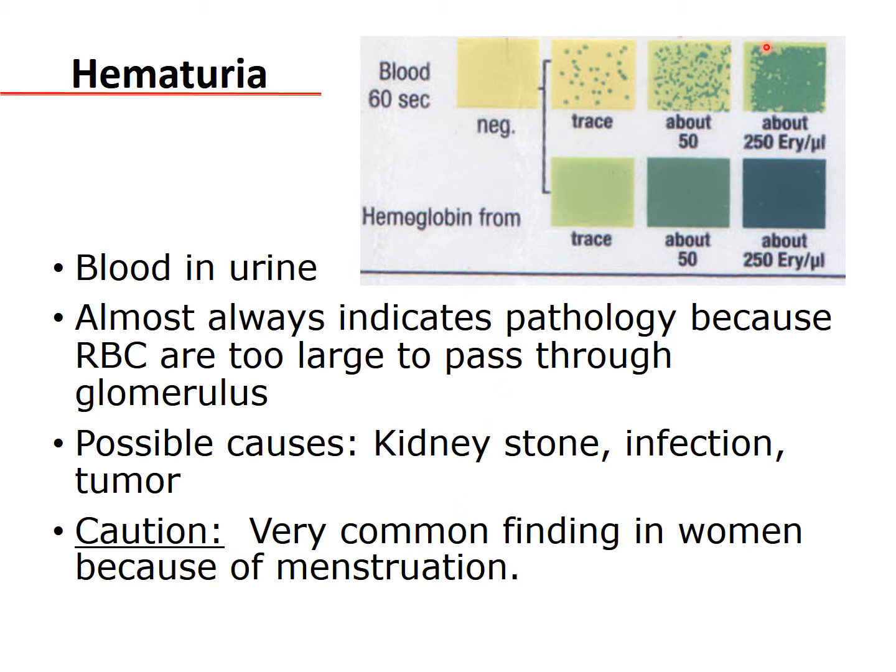And here you can see the pads when we talk about a negative value, trace, and about 50 or about 200 erythrocytes per microliter. And the hemoglobin values are in these other green pads here.